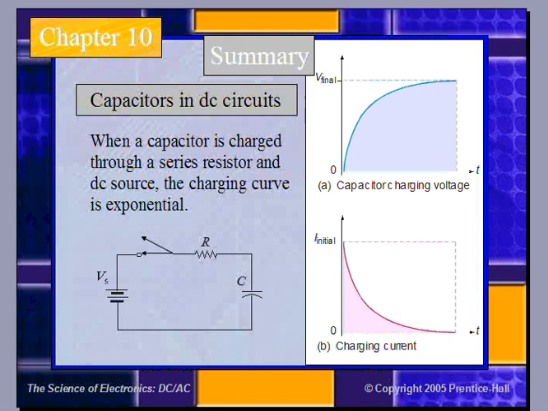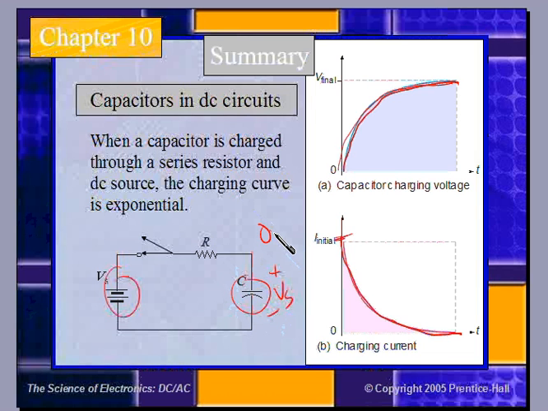Capacitors in DC circuits. When a capacitor is charged through a series resistor and DC source, the charging curve is exponential. So this right here is an example of a charging capacitor. And this right here is a decreasing exponential curve, and this is what happens to the current. The current starts out high, and as the capacitor reaches its charged value, or whatever the source is, basically you have no current flow. The capacitor is seen as open in the circuit.